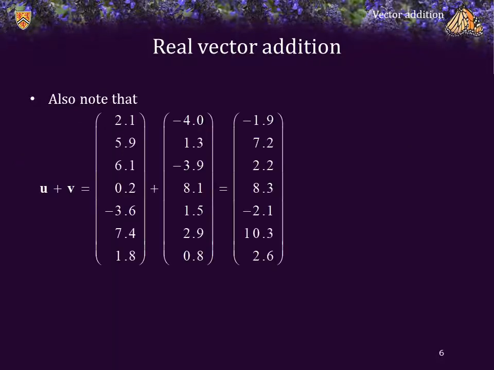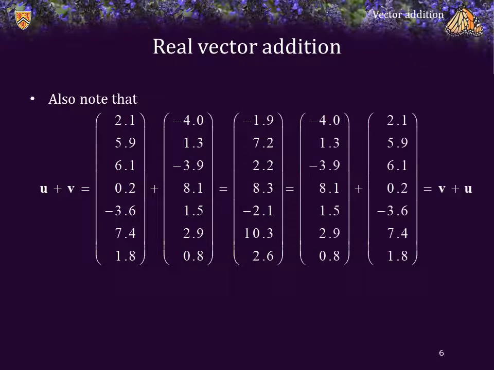Now, also note that if I add two vectors, so for example, here I'm adding two vectors to get the vector in the center, notice that that is the exact same vector if I add the vectors in the other order. So this suggests that vector addition is commutative. u plus v equals v plus u. Incidentally, vector addition is also associative. It doesn't matter what order you add u plus v plus a third vector w.